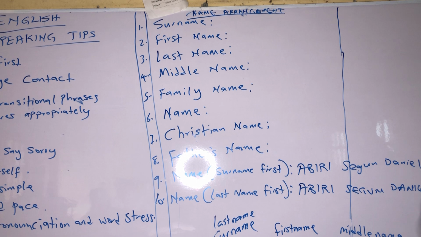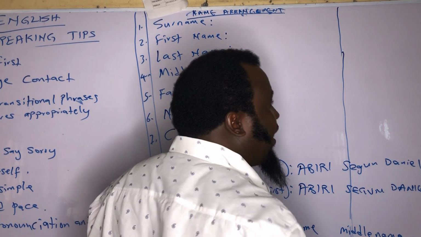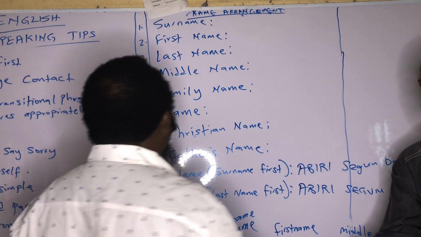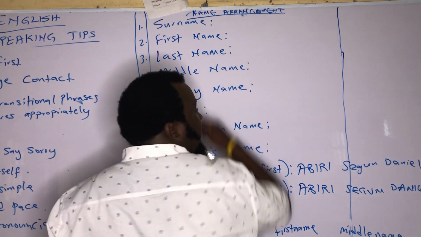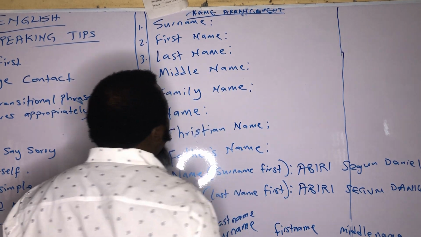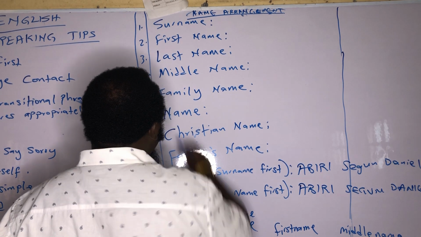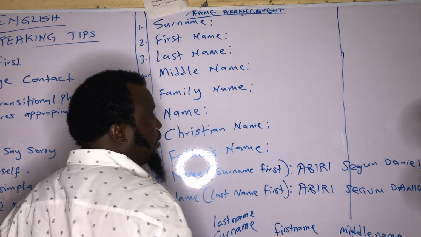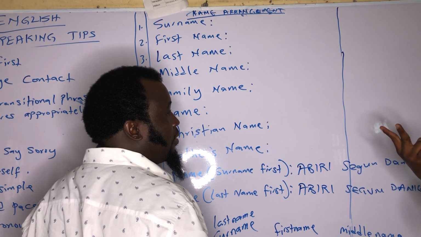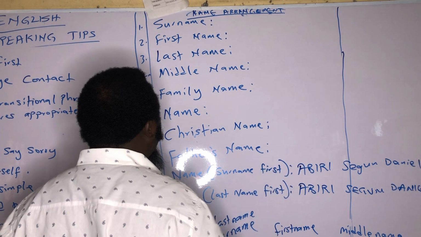I ask a question. Yes, sir. Because I'm getting confused. This surname, I believe that is my father's name. Yes, exactly. It's your father's name. First name, that is my name. That's your own name, yes. This last name is whose name? Father's name again, the same father's name. This middle name is your second name. You know, some people give you two names. If they don't give you two names, you put this one empty.